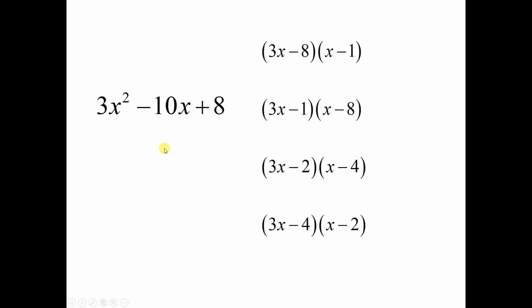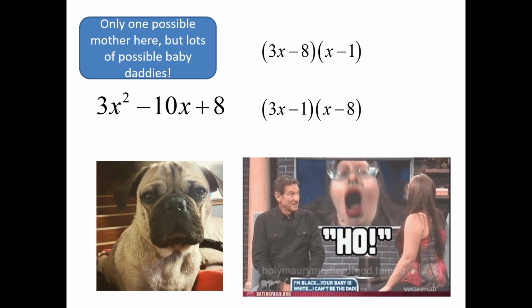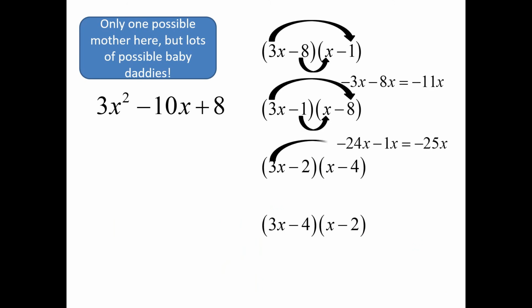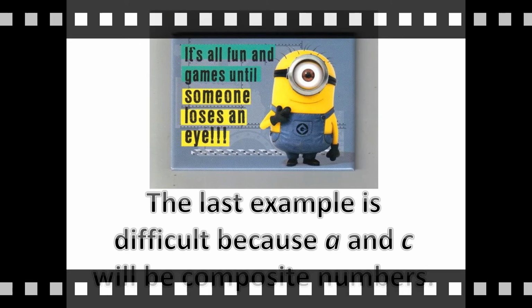Okay, let's look at another one right here. Now, this one, because 8 isn't prime, we have quite a few options. Boy, a lot of possible baby daddies here. Anyway, let's check the outside plus the inside for all 4 of them. See which one it is. You can see right there we are looking for negative 10x because that's what the B term is. So this is it right here. That's the baby daddy right there. It's all fun and games till someone loses an eye.